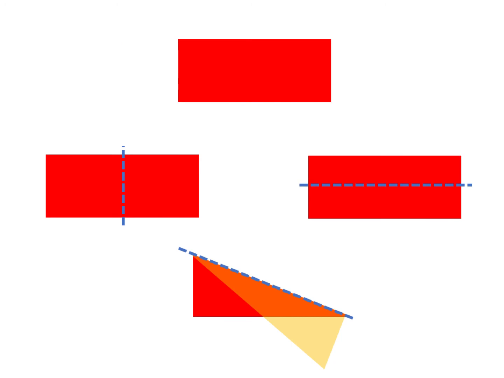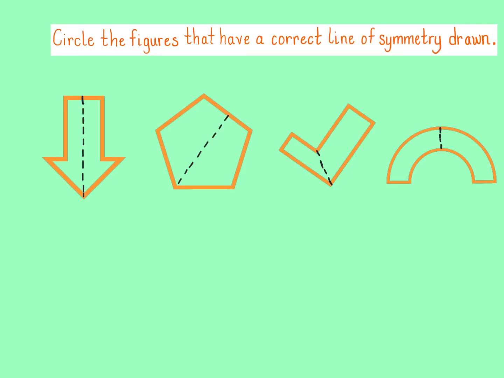A rectangle can only be folded 2 ways so that the sides match up. We can try to fold it diagonally, but this will not work because 2 of its sides are longer than the other 2 sides. Let's work together and circle the figures that have a correct line of symmetry drawn.